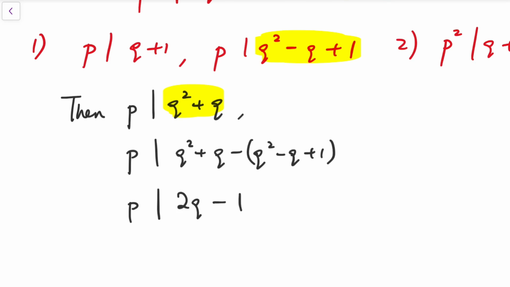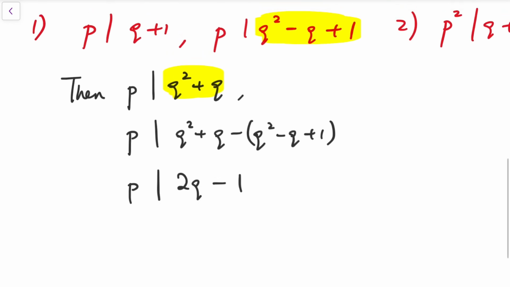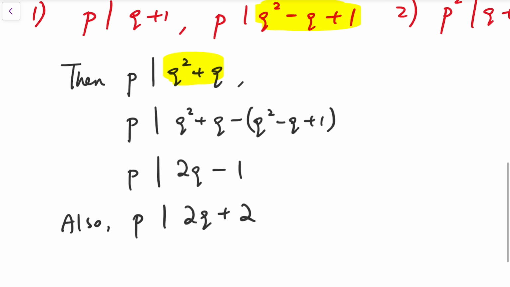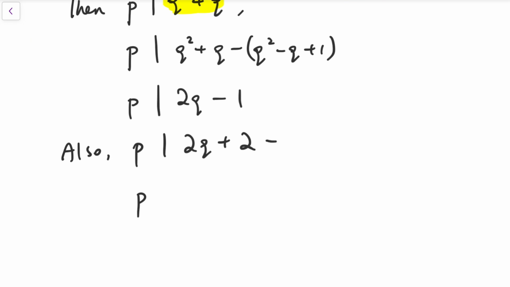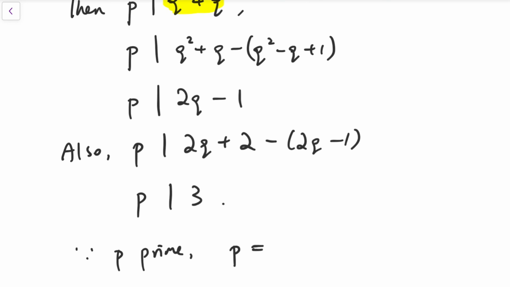Now it's a much smaller expression because the degree is reduced. Now at the same time, going back to p divides q plus 1 again, I have also p divides 2q plus 2. So now I can take a difference again. And we know p divides 3. But since p is a prime, we know that p must equal 3. And then we can even solve for the value of q.